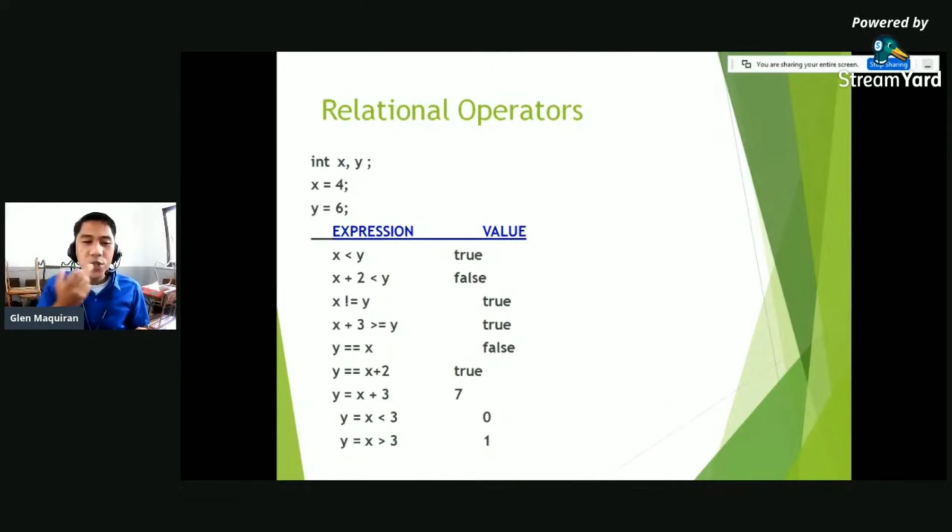Let's try to check. X is less than Y. Totoo ba? 4 is less than Y. That's true. Ito naman, the expression X plus 2 greater than Y. Let's see: 4 plus 2 is 6. Greater than Y, siyempre mali, di ba? Dapat equal. So that's false. And the rest of the values.